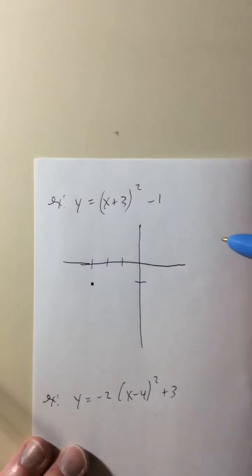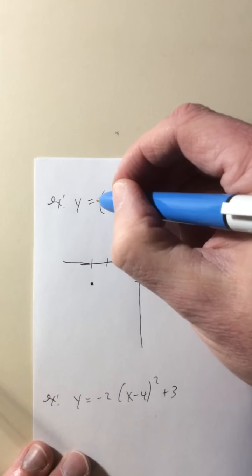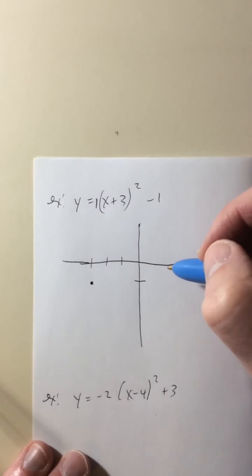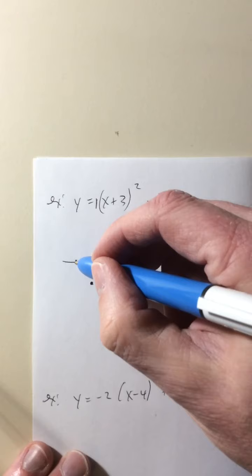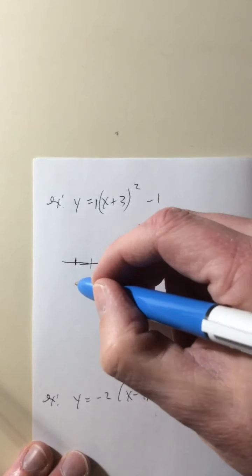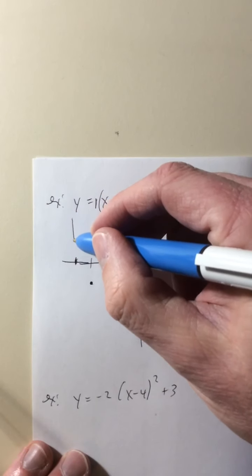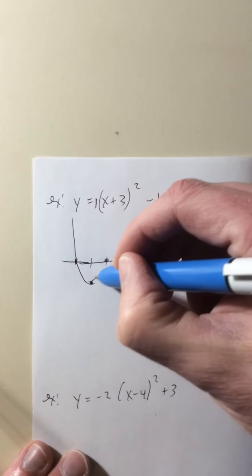There we are. And then the number here in front of the parentheses is 1. So that means, as always, we're going to go over 1, up 1, over 1, up 1. And then we connect the dots. We make a nice U, because it's not negative, so it doesn't make an N.